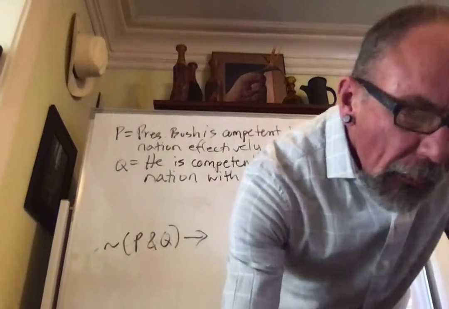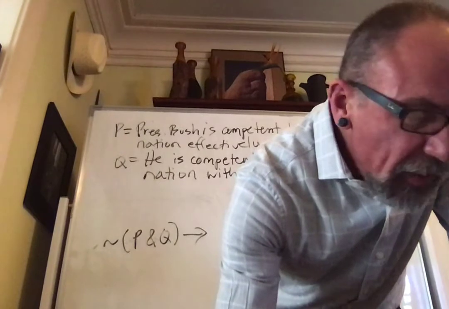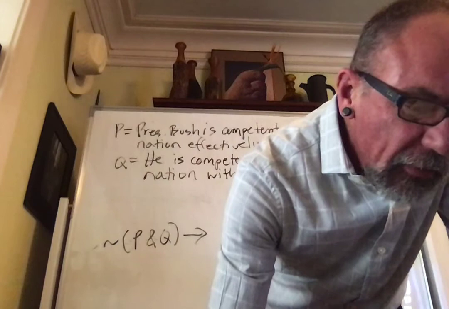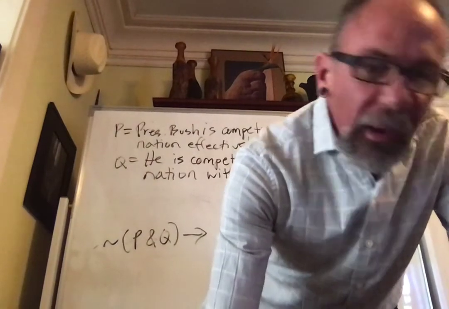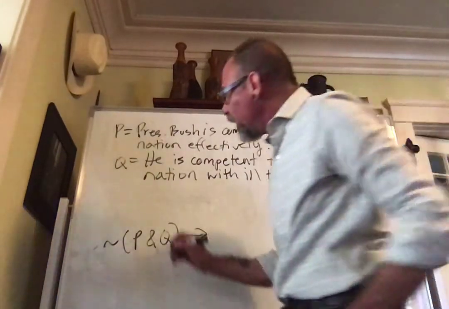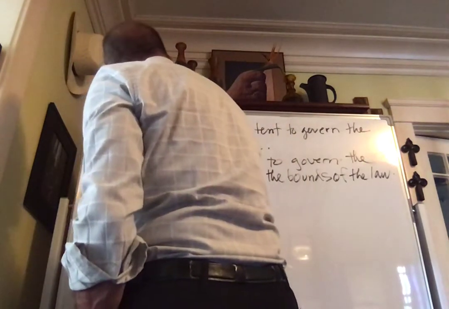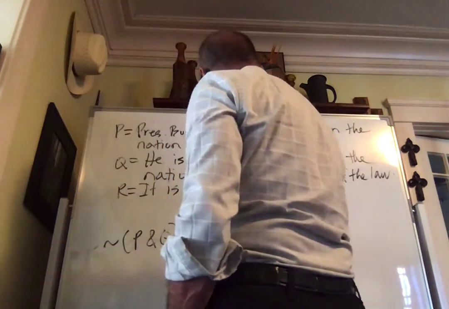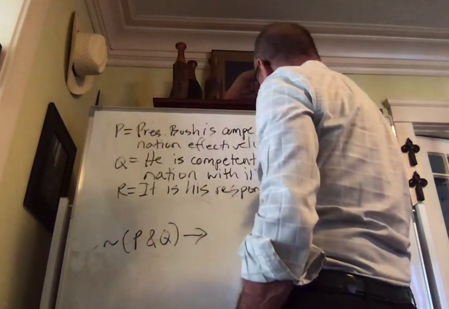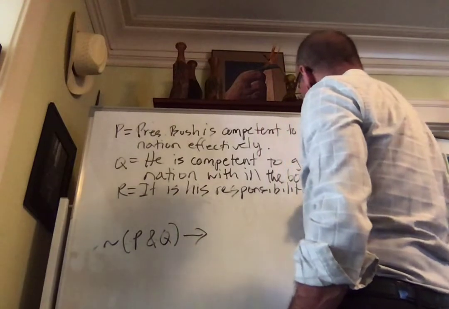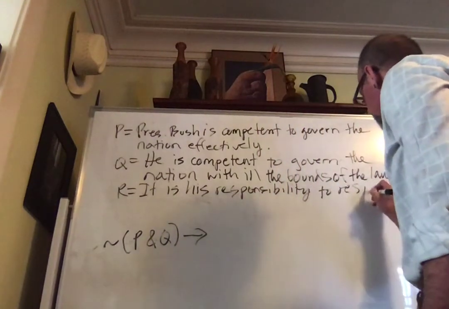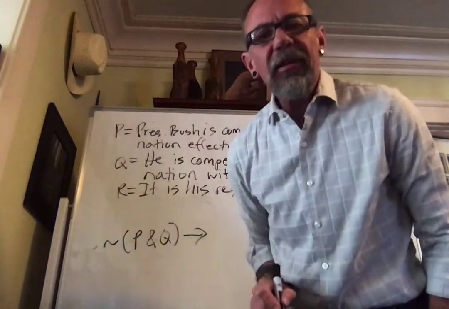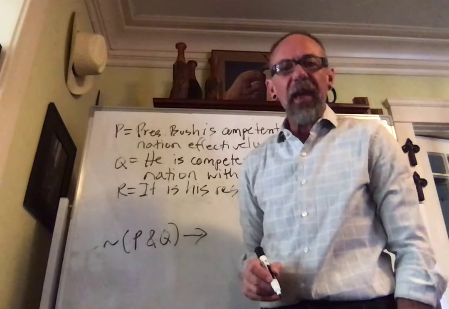After the comma, we'll find the consequent where it says it is his responsibility to step down and clear the way for someone who can. It is his responsibility to resign. Let's let R stand for that. After that, it says, and clear the way for someone who can.